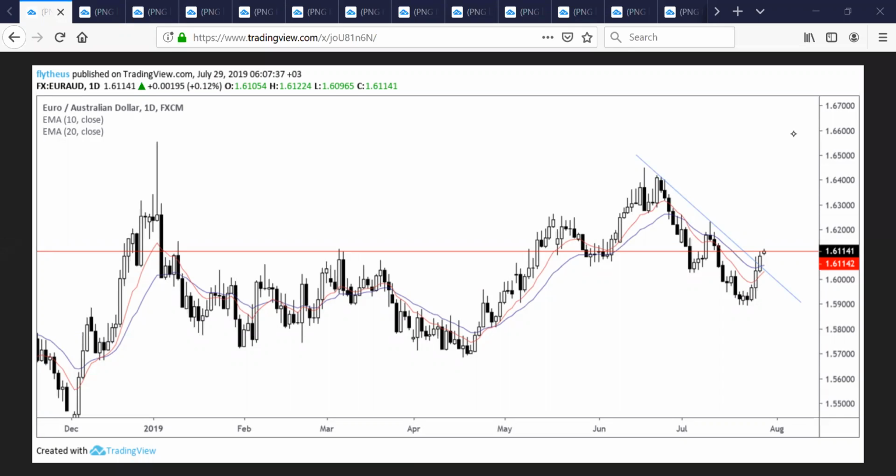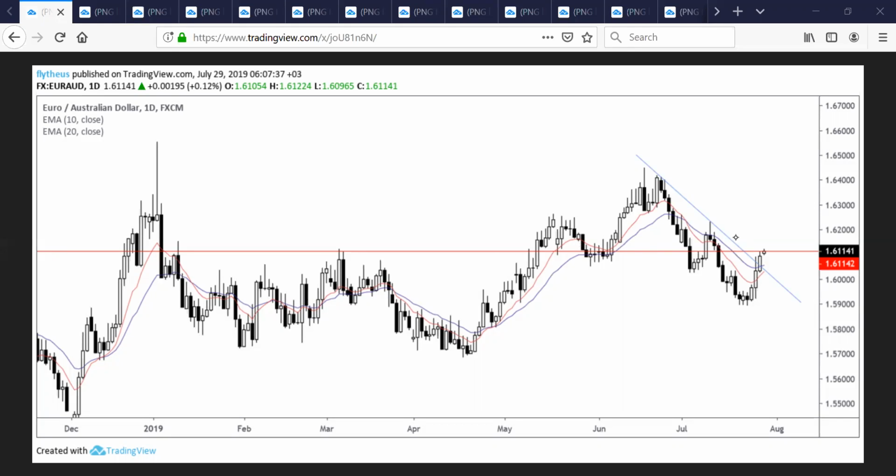This is the Euro Aussie dollar. I'm going to go through a step-by-step process of how I traded this currency. As you can see, I have a horizontal support and resistance line drawn. I also have my diagonal line drawn here. This diagonal line represents the diagonal level of resistance. Also, this horizontal line represents a resistance line as well.